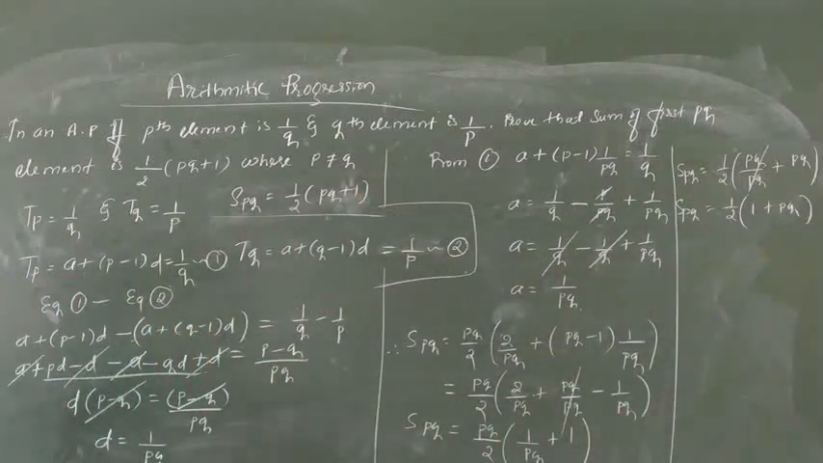So this is what we have shown: the sum of the first pq elements is 1 divided by 2 (pq plus 1). This is the example we have shown here. This type of example is for 3 marks, remember.